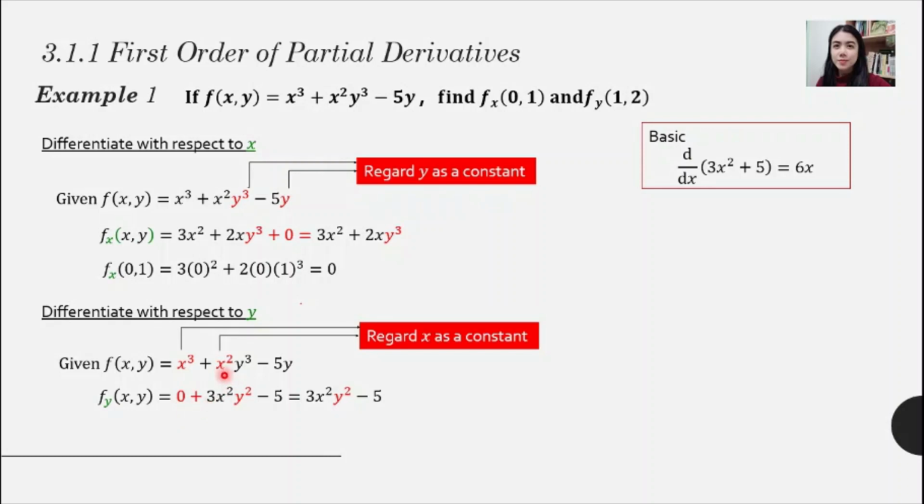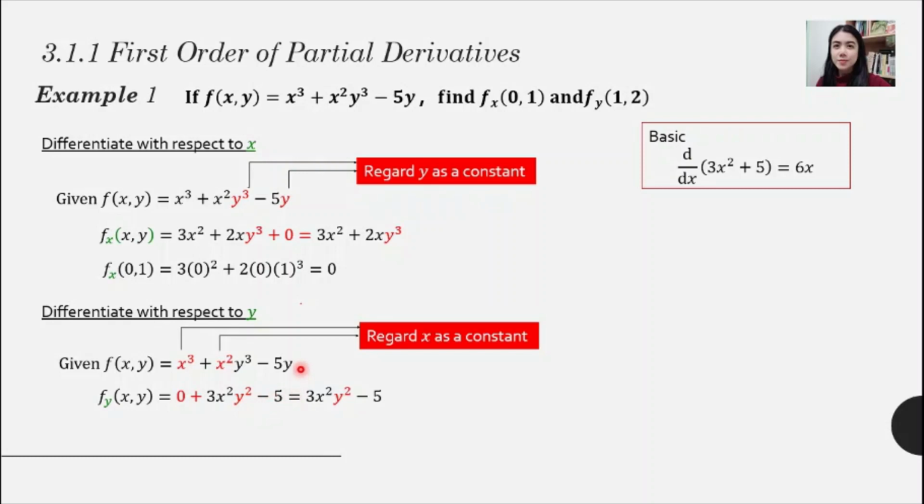How about the second item? Again, we ask again, do we have y? Yes, we have y. And how about here? The x squared is actually a constant, and y cubed is the one we're going to differentiate. If you differentiate y cubed, it gives you 3y squared. 3y squared multiplied with the constant x squared gives you 3x squared y squared.